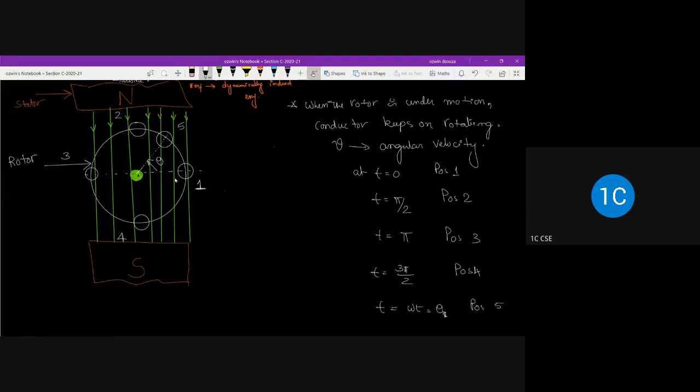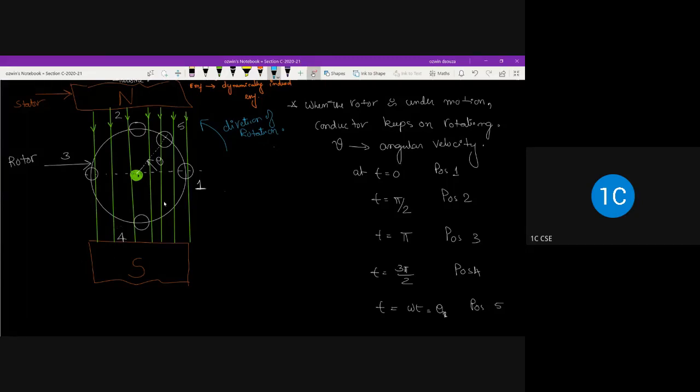Now, over here, the aim is to find the induced EMF. What will be the induced EMF by the generator when the conductor is placed in position 1? That can be evaluated like this. You have to understand the tendency of motion of the conductor. Let us assume that the conductor is rotating in the anti-clockwise direction. This is the direction of rotation.